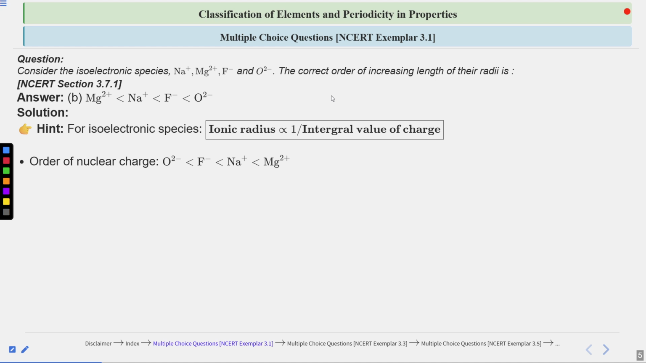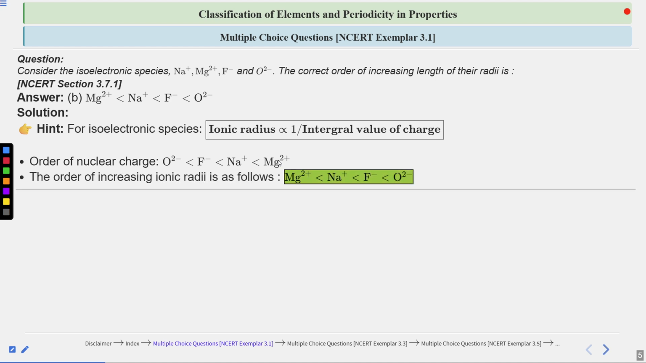Now, if you consider all the species given in the question, then the first one is O2 minus, then F minus, and Na plus and Mg2 plus. So this is the increasing order of the nuclear charge. You can see it, the integral value is increasing from 2 negative to 2 positive. So the ionic radius will be opposite to this order. Therefore, we get the order of ionic radius as Mg2 plus, Na plus, F minus, and O2 minus.